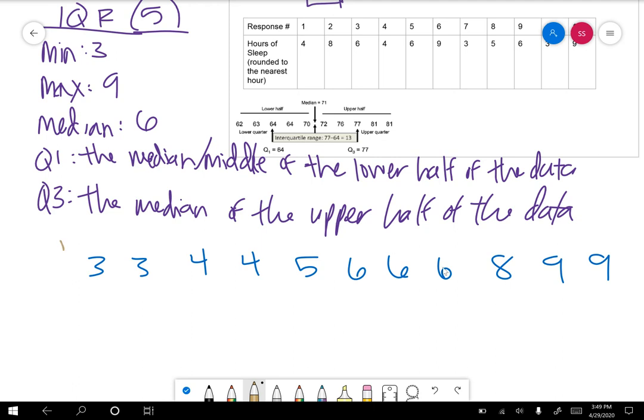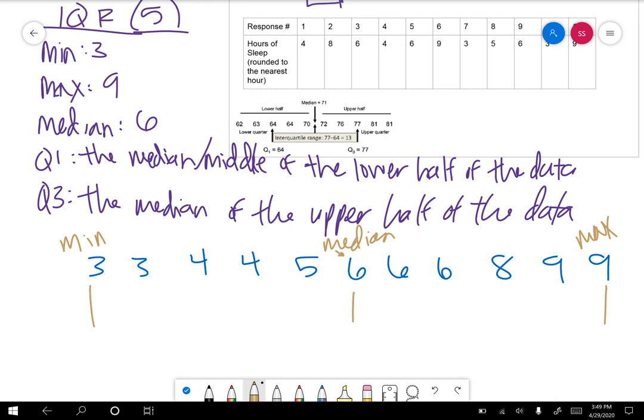The minimum, that's the lowest number. The maximum is the greatest, so there's our max. We found the median was 6. Now it can't be any of these 6s on here. It was this specific one. Okay. So I'm just going to put a little line there, a little line there, and a little line there.